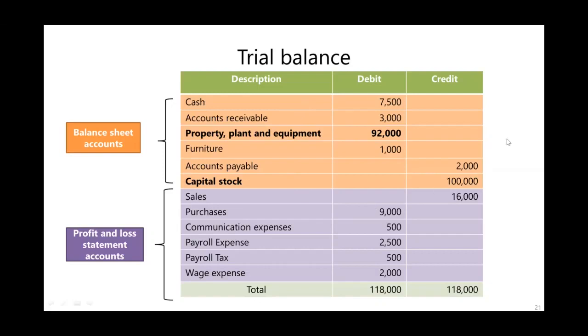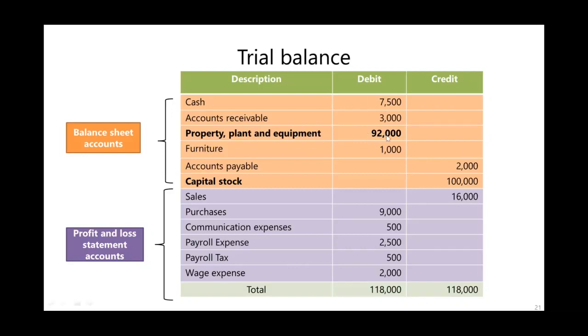And another feature of the trial balance is that it's a long table, consisting of the balance sheet accounts and profit and loss statement accounts. So the orange colored account titles are related to the balance sheet, and the purple colored accounts are related to the profit and loss statement. So when you finalize the trial balance, it means that the balance sheet and profit and loss statement can be created automatically.